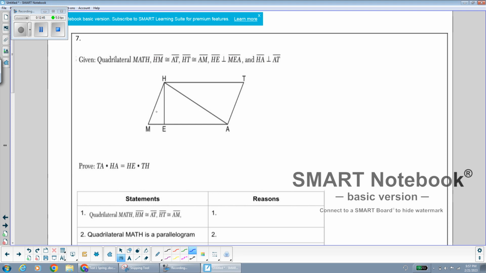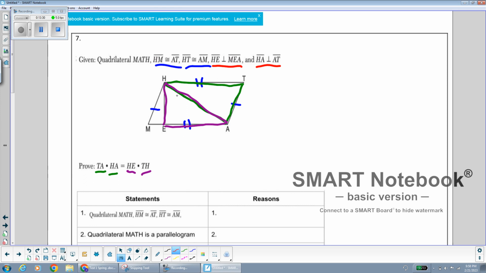Let's take a look. HM congruent to AT. HT congruent to AM. HE perpendicular to MEA. And HA perpendicular to AT. We need to prove that TA times HA is equal to HE times TH. So here are my two focus triangles.